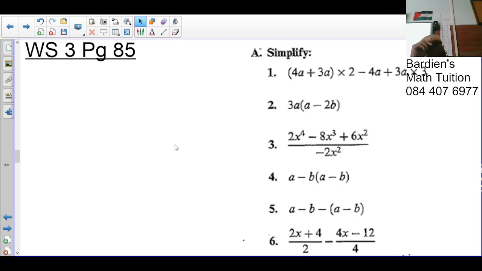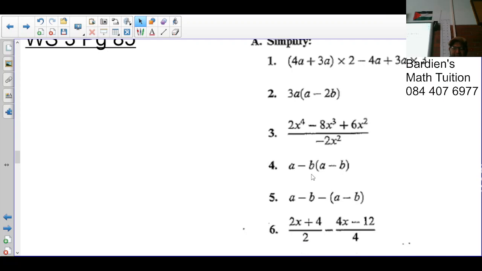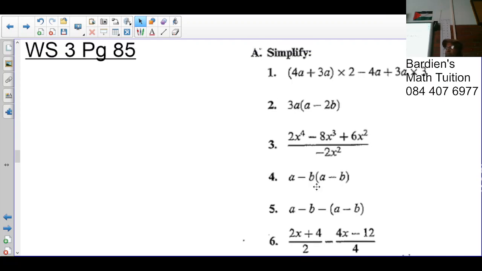People, listen. Out of worksheet 3 on page 85. This was worksheet 3, no? You handed this in and I handed it back to you. Correct? Layla, what's going on at the back there? Nash, just give her the ruler, please. Thank you, Nash. Okay, listen.